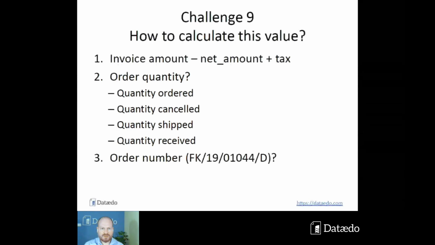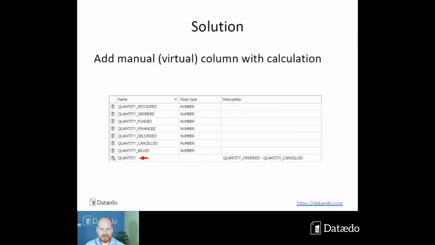So our solution: create a manual column in the data dictionary and provide a calculation formula. Imagine different kinds of things you'd like to include in your reports, and then just provide a virtual column for it and provide a calculation. That way, all you need to do is look up the documentation and you're ready to go. You are a day ahead.